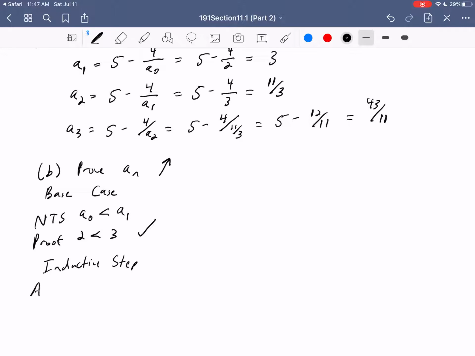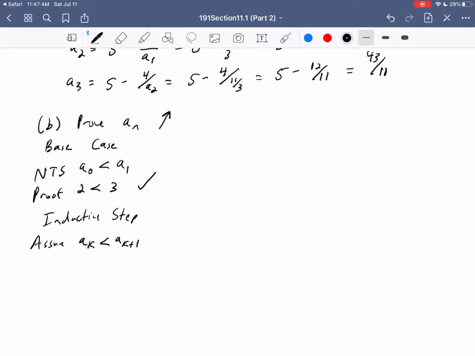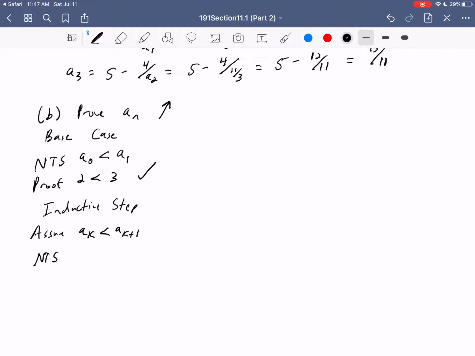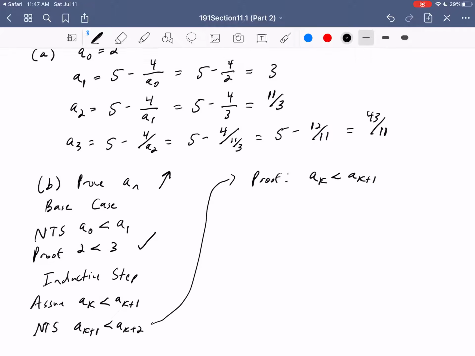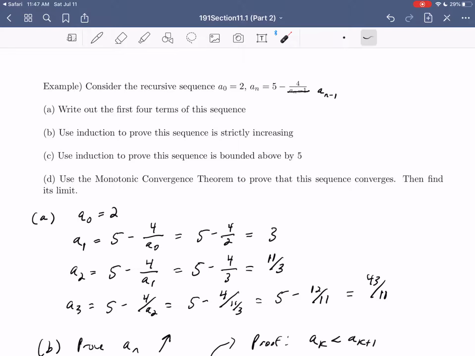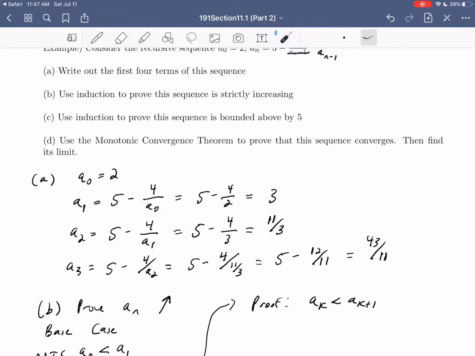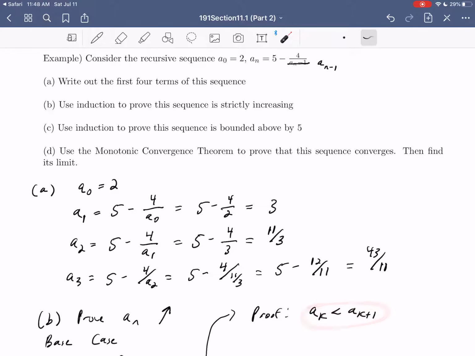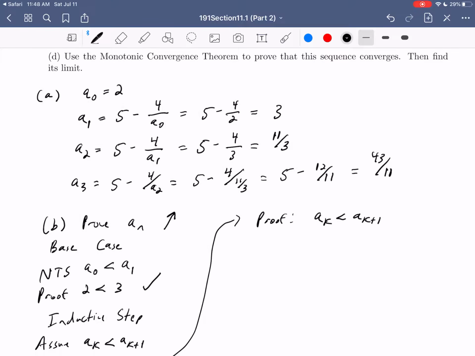For the inductive step, we're going to assume that a sub k is less than a sub k plus 1. And we need to show that if we take another step forward, a sub k plus 1 will be less than a sub k plus 2. Okay. Let's go ahead and do that proof here. So start with your assumption, so a sub k is less than a sub k plus 1. And then we want to try to follow this order of operations. Notice that the first thing that we need to do is we need to have these be in the denominator. So we're going to do the reciprocal of each side. So that would be 1 over a sub k and 1 over a sub k plus 1.